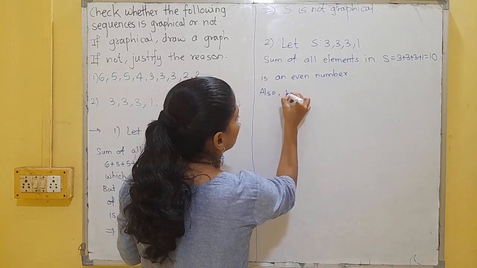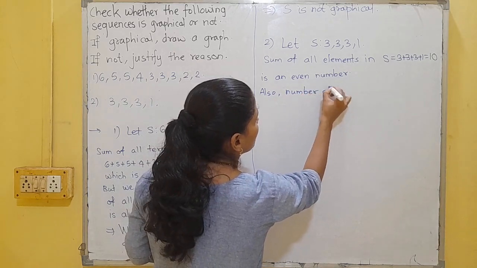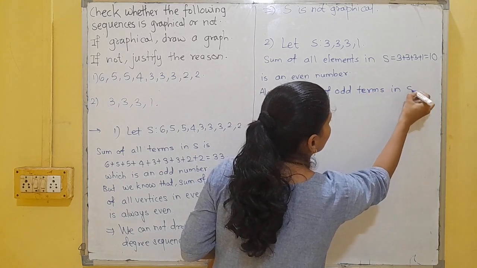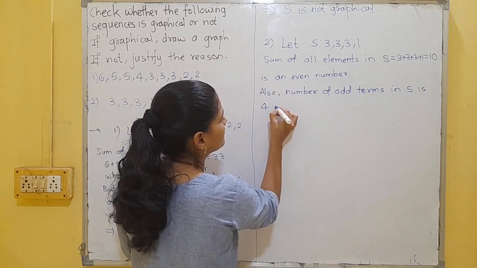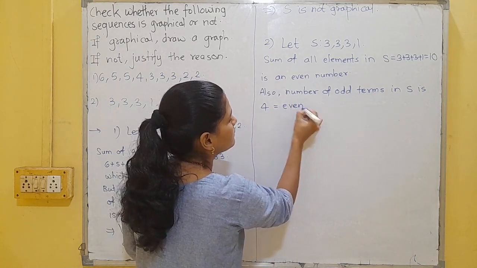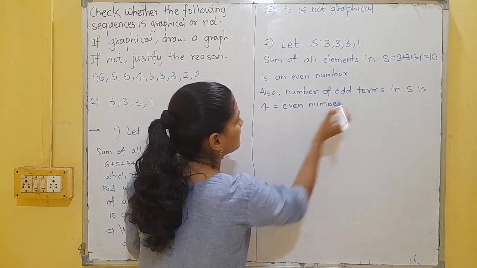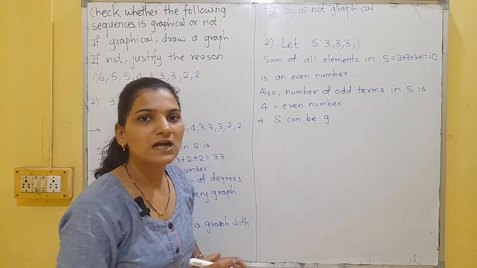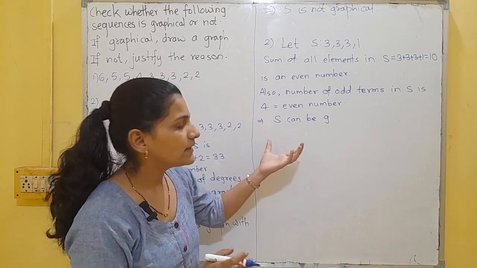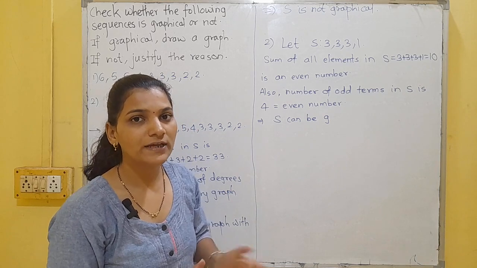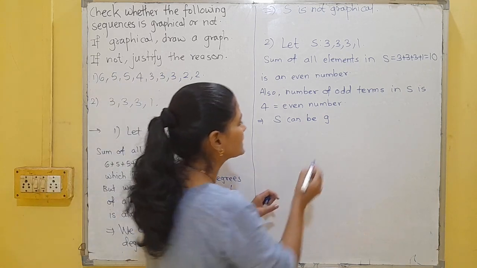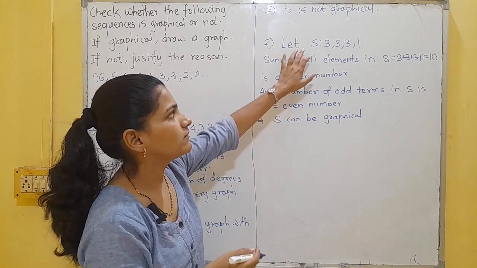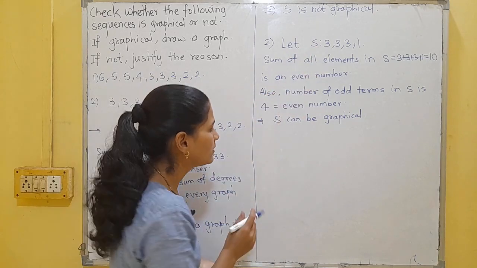Also, the number of odd terms in S is 4, which is an even number. So that implies S can be graphical. These two conditions are necessary conditions, so I am writing here S can be graphical. We are not concluding S is definitely graphical. Now we will apply the Havel-Hakimi theorem to S to check whether S is graphical or not.